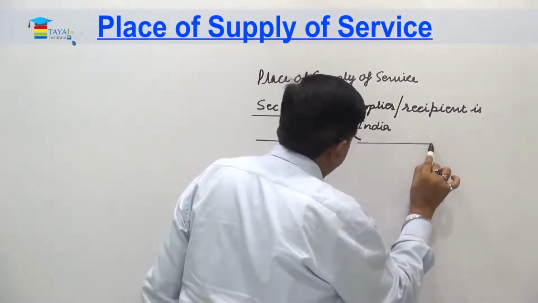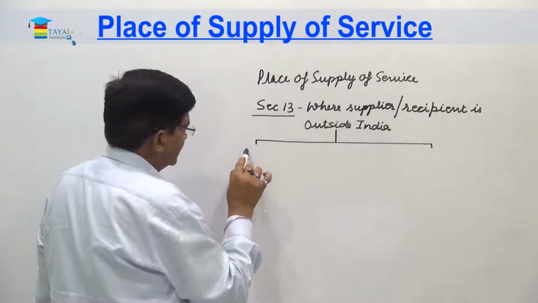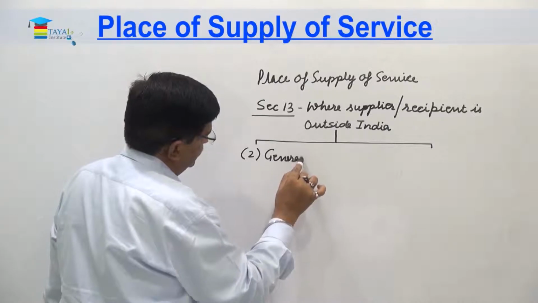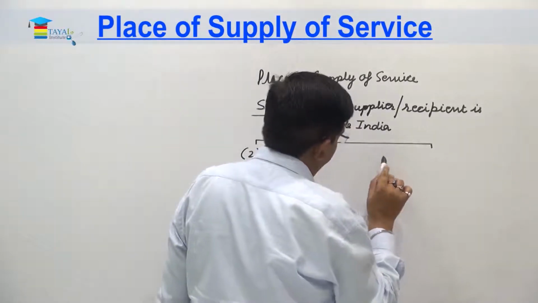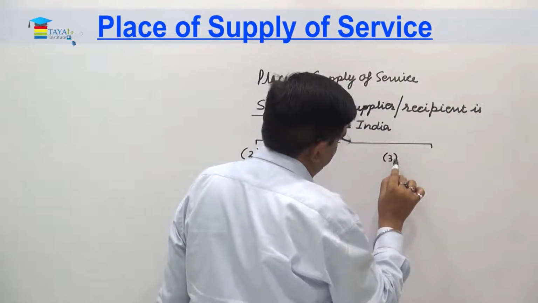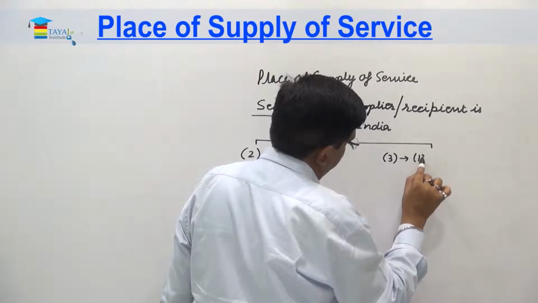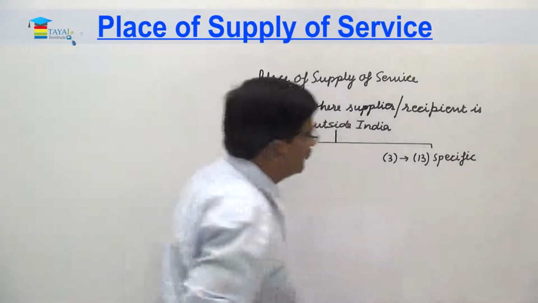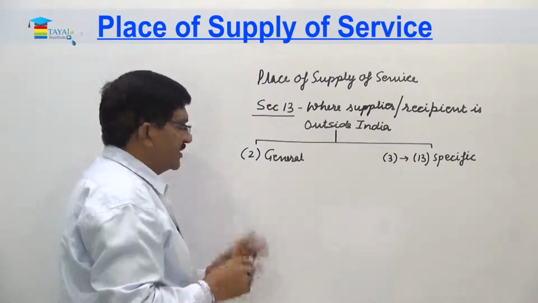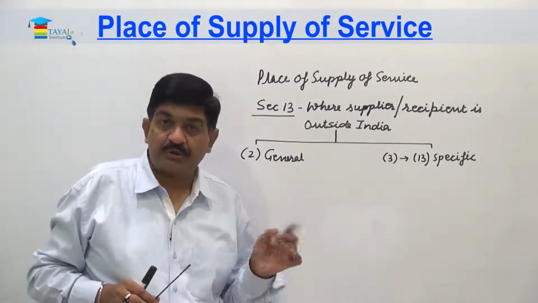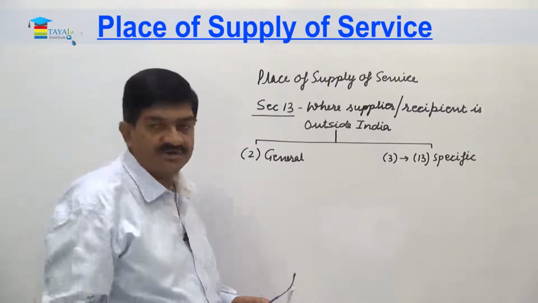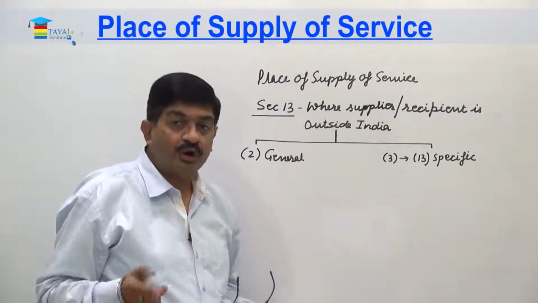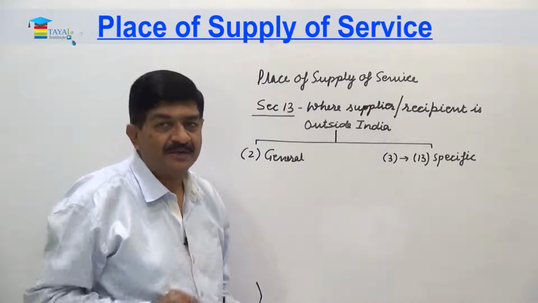Okay, and in this section mainly two parts are there. One is subsection 2, which is general, and then we have subsection 3 to 13. These are specific things. Now general, as I told you in section 12 also, is applicable when the situation is not covered in specific provisions. Specific will always prevail over general, right?